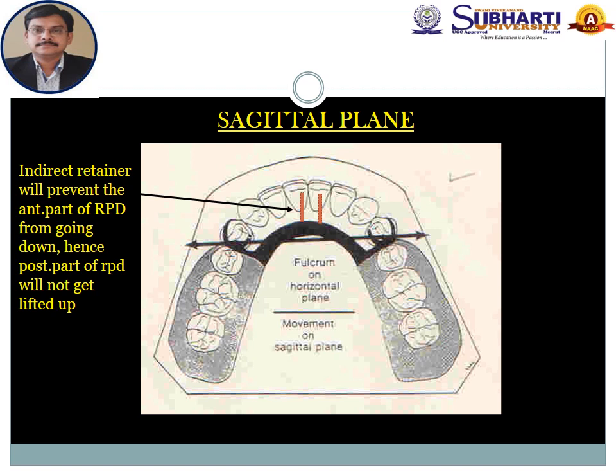So if we want to prevent the posterior part of RPD from getting lifted up, we have to prevent the movement of the horseshoe shaped major connector from going down. So by incorporating or designing some indirect retainer, we can prevent this horseshoe shaped anterior part of the mandibular major connector from going down, and thereby the posterior part can be prevented from getting lifted up. This whole thing we will understand in a later part of the e-class.